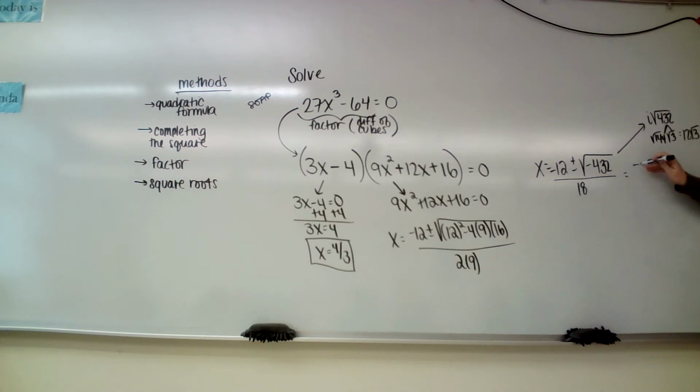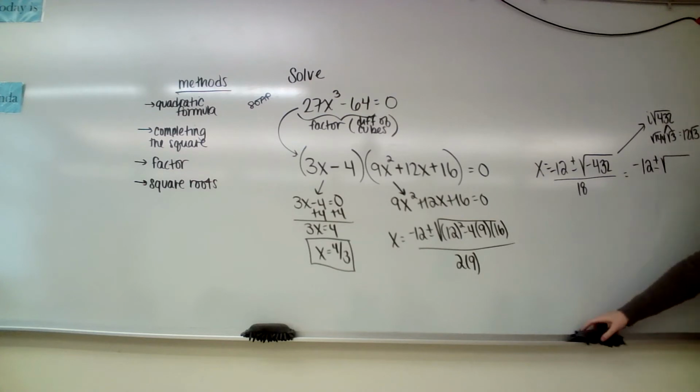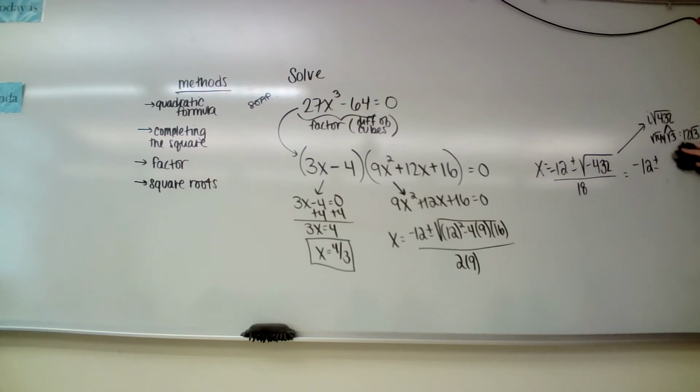You might have to do a little bit of guessing and checking, just finding some factors that work. So we're going to leave that as 12i root 3. Remember, don't forget that i, over 18.